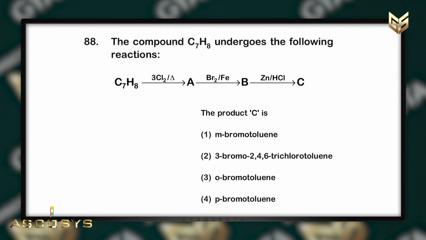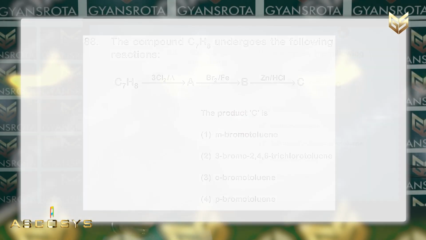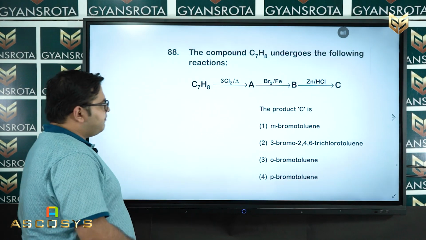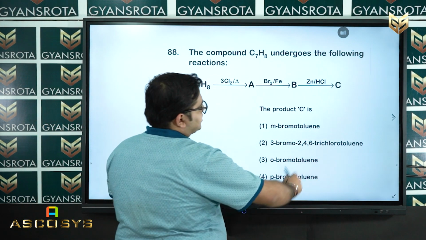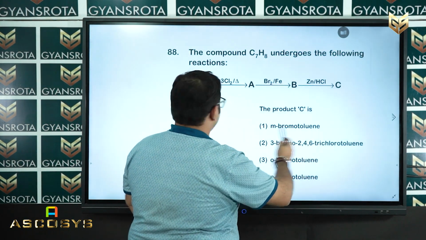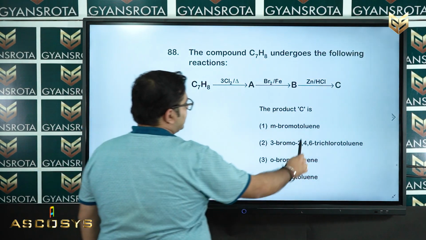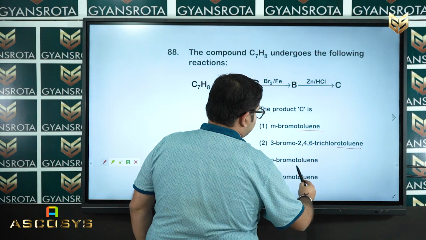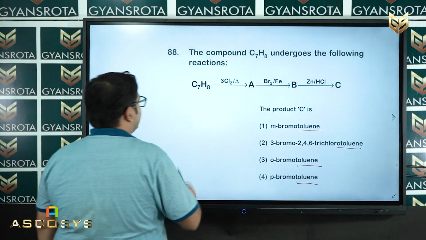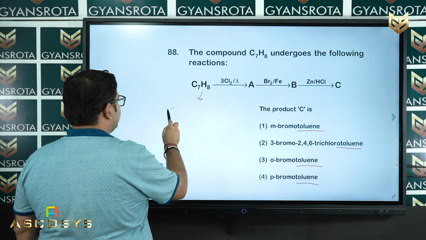So, question number 88 is on the screen. The compound C7H8 undergoes the following reactions. So, now we are moving to the solution part. Before that, just see the options. In the options they are mentioning toluene, toluene, toluene, toluene. So, definitely this should be toluene.